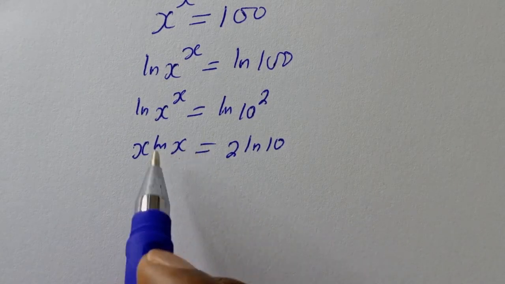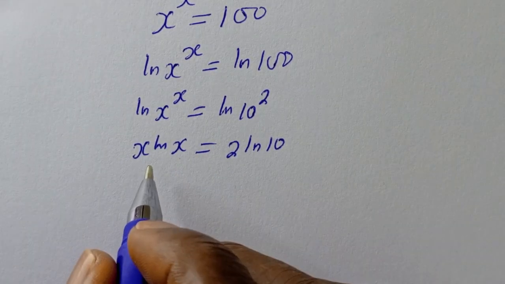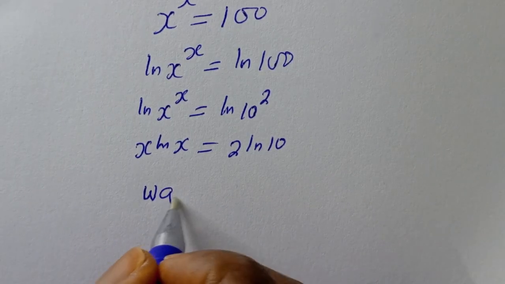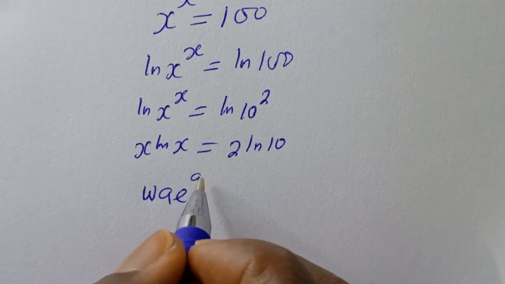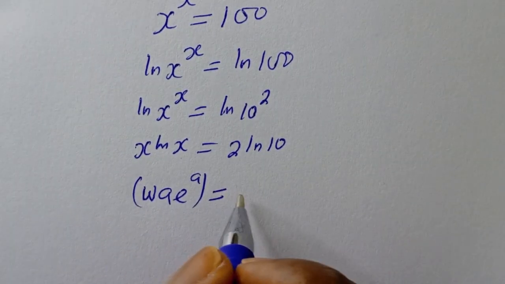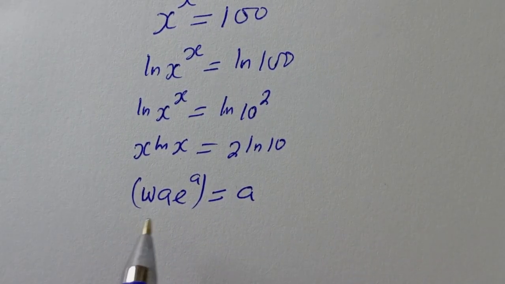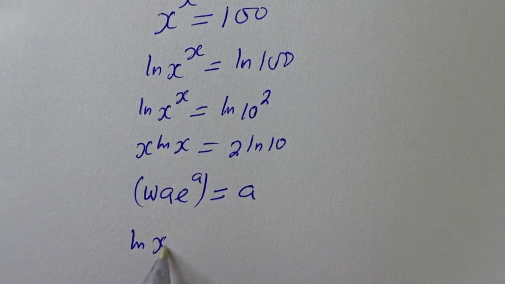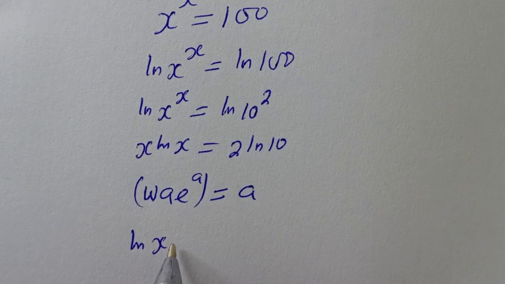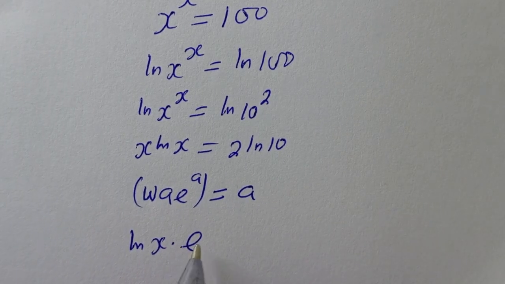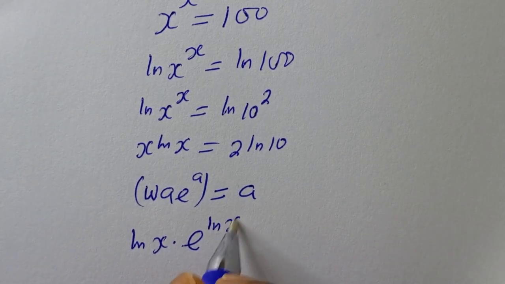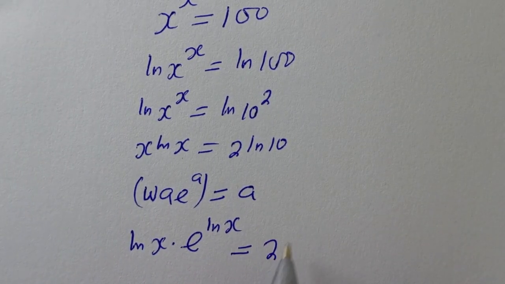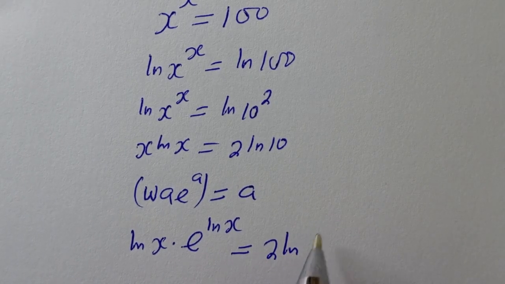Then from here we can apply the Lambert W function, which says that W of a e raised to power a is equal to a. Then this is ln of s multiplied by e raised to power ln of s is equal to 2 ln of 10.